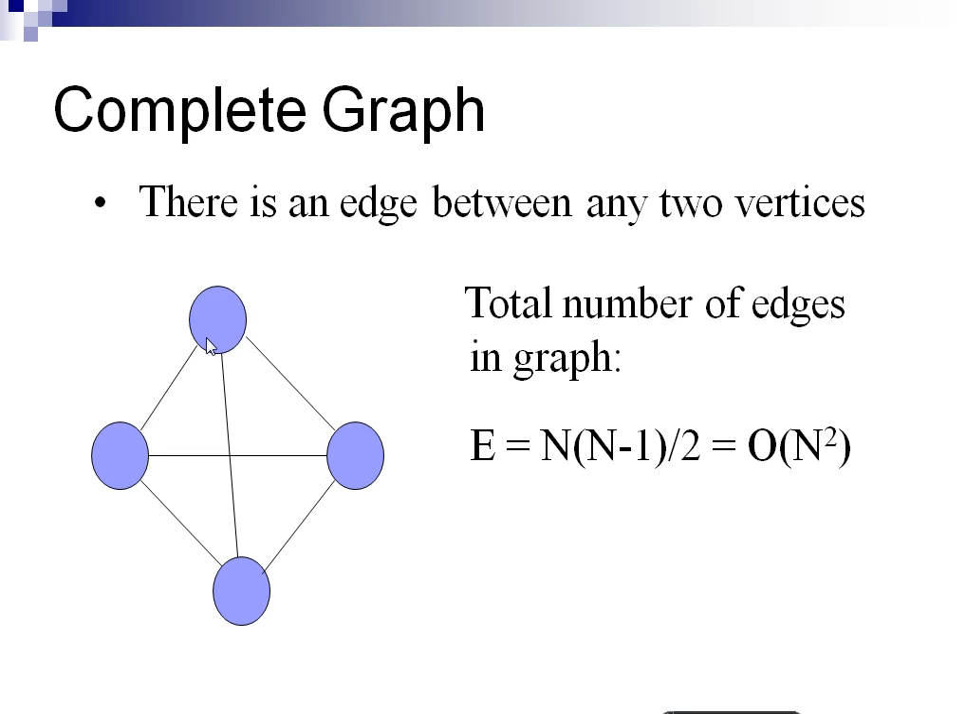So see, a complete graph is having a connection from every node to every other node in the graph. So if you are having 4 nodes, if you begin with any of the nodes in this graph, you'll find the connection to all remaining nodes through an edge. This is called a complete graph.